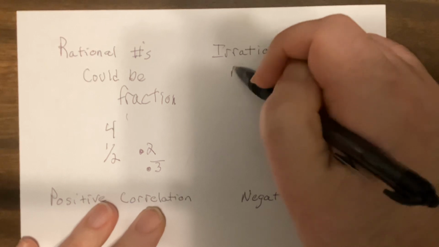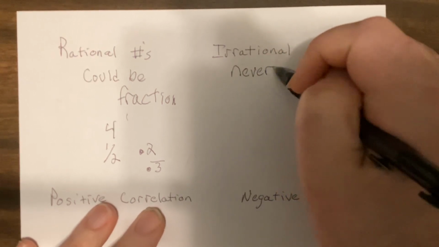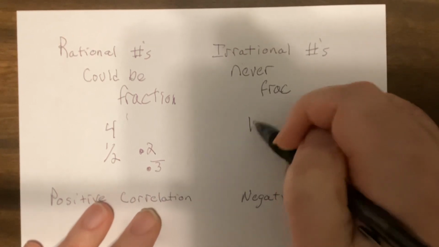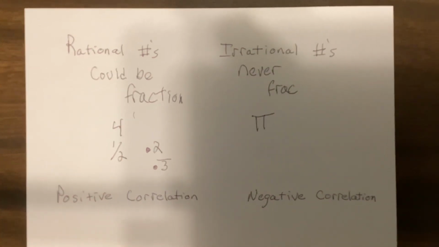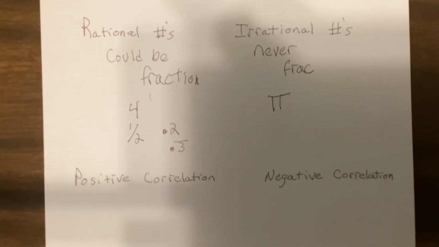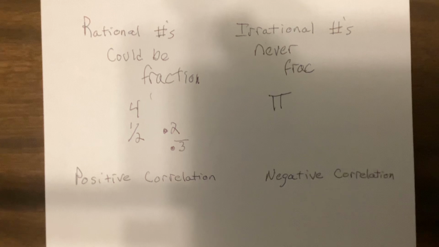Irrational is any number that could never be a fraction. And the one number you know right now that's irrational is pi. But any square root that cannot be simplified to get rid of the square root is irrational.